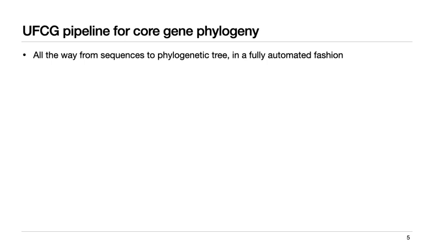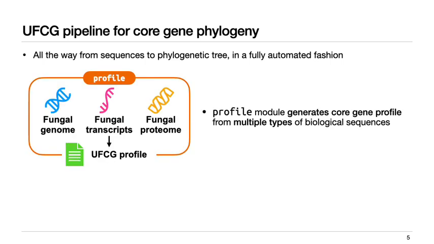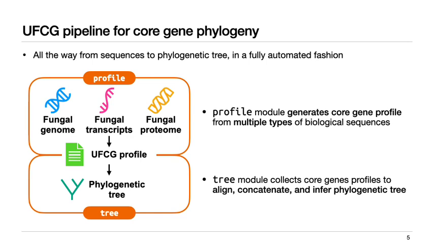We developed a pipeline that utilizes the core genes we defined for phylogenetic analysis. The pipeline works in a fully automated fashion all the way from the sequences to the phylogenetic tree. The pipeline has two main modules. The profile module accepts multiple types of biological sequences, including fungal genomes, transcriptomes, and proteomes, and extracts core gene profiles from the sequences. The tree module then collects these core gene profiles to align and concatenate the gene sequences, which are then used to infer a phylogenetic tree.